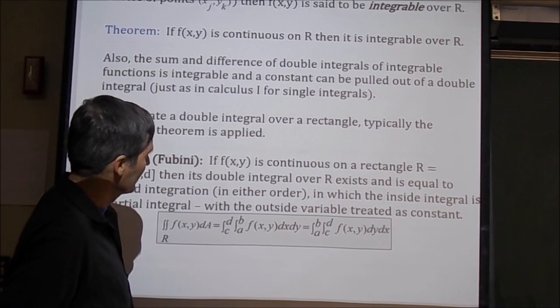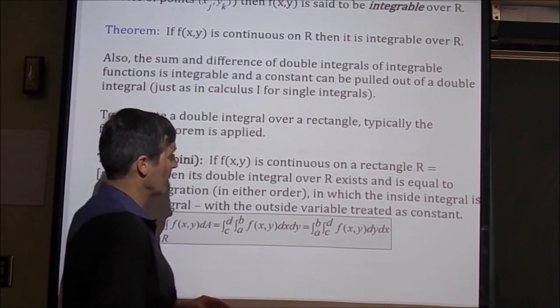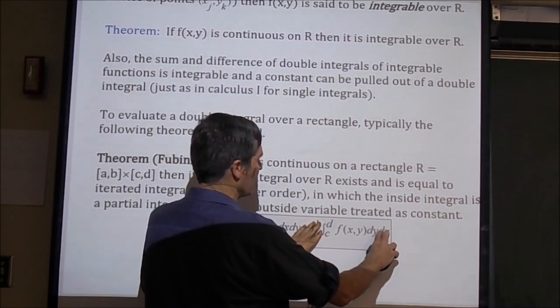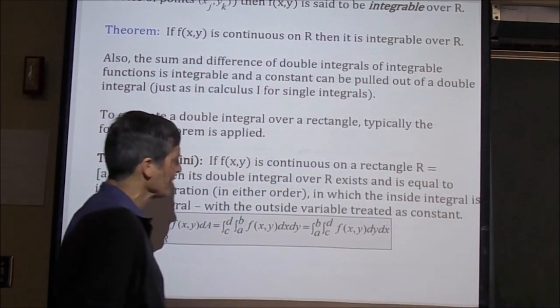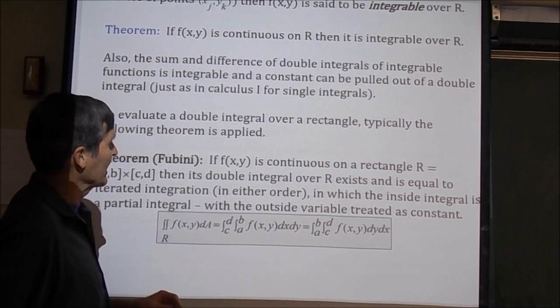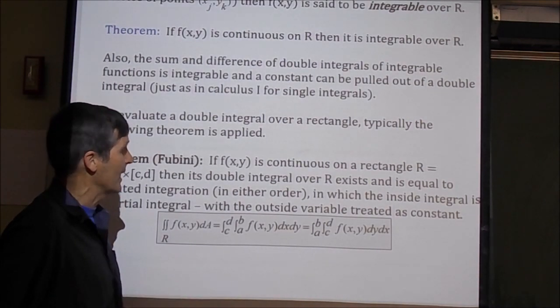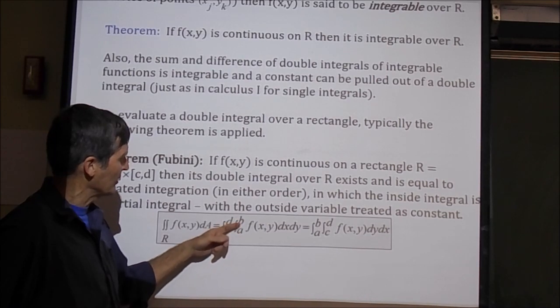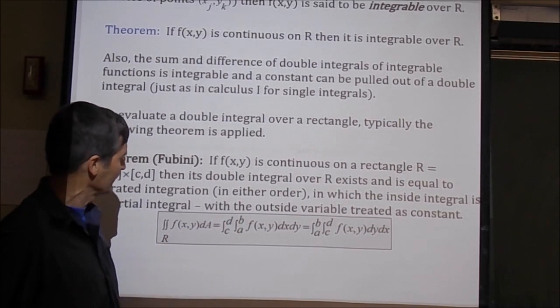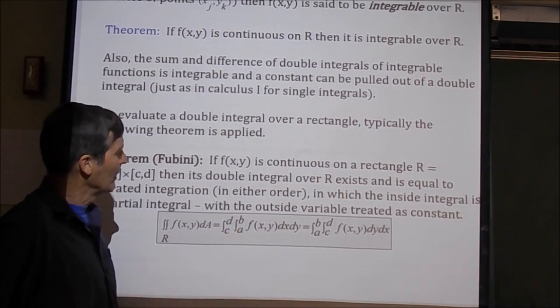We'll do an example in a minute. Or we can do it in the other order. We can integrate y in the inside, treating x as a constant, and then integrate with respect to x the function of x that results. So that's Fubini's theorem, how we can evaluate double integrals over a rectangle. We can just do an iterated integral between the endpoints in the x direction and endpoints in the y direction, with the inside integral a partial integral.